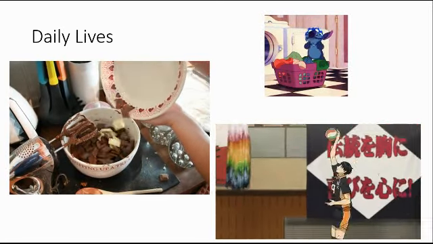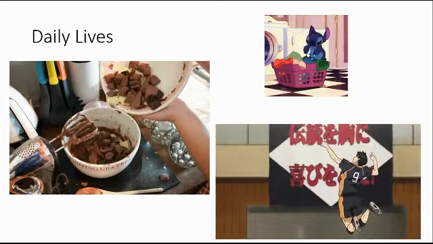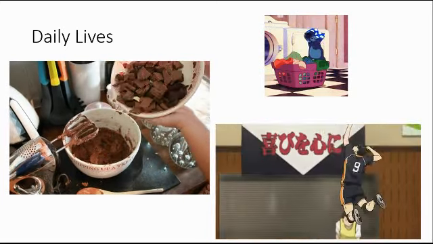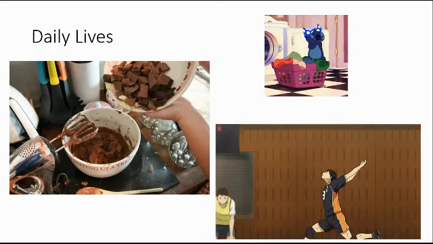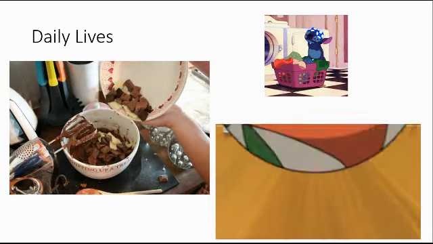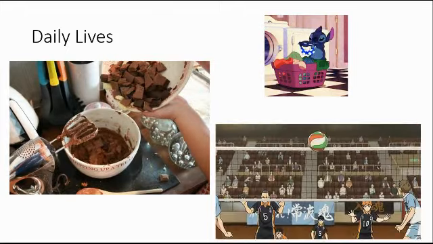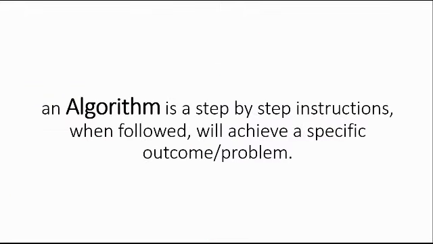Or, when serving a volleyball, we first hold the ball on one hand, throw it vertically, then take a step forward, jump, and smash it. These activities require a series of step-by-step processes to achieve them. They are algorithms. So basically, an algorithm is a set of step-by-step instructions that, when followed, will achieve a specific outcome or solve a problem.